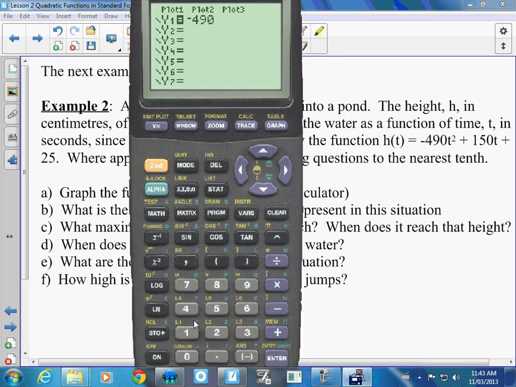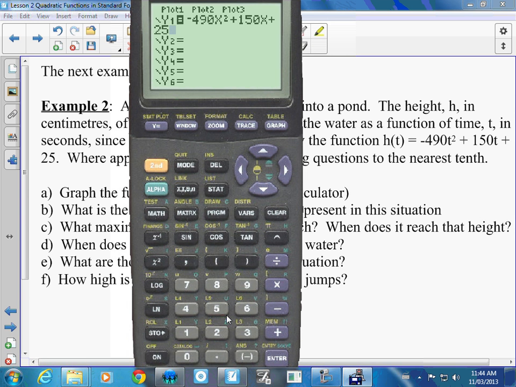Oh no, I can't put a t in there, but can I put an x in? Yeah, so you use all those variables here. It's x, t, theta, and n. Just basically your variable. Squared plus 150 x plus 25. Okay.